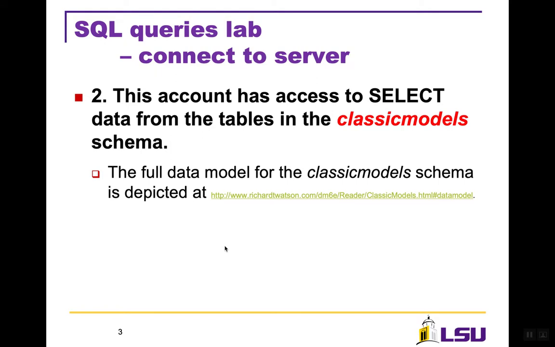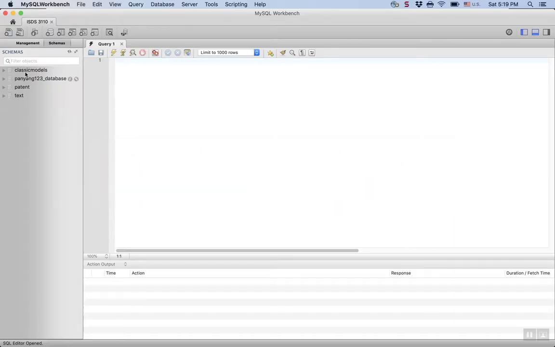In this lab, we're going to work with the database classicmodels. You can also say schema. Let's take a look at how many databases our account can see in the server. Basically, I can see 4 databases. 3 of them you should be able to see exactly the same as me: classicmodels, patent, and tax. These 3 databases are shared.